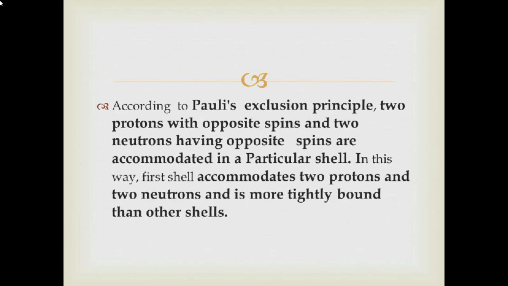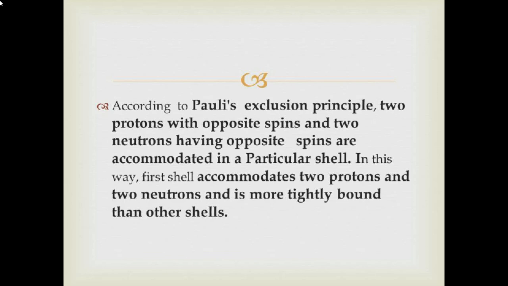Just quickly revise what is Pauli's exclusion principle. According to Pauli's exclusion principle, two protons with opposite spin and two neutrons having opposite spin are accommodated in a particular shell. Very important. From the true or false point, this line is very important because we already know the either 0 or 1, and this is another definition for that. In this way, the first shell accommodates two protons and two neutrons and is more tightly bound than other shells.